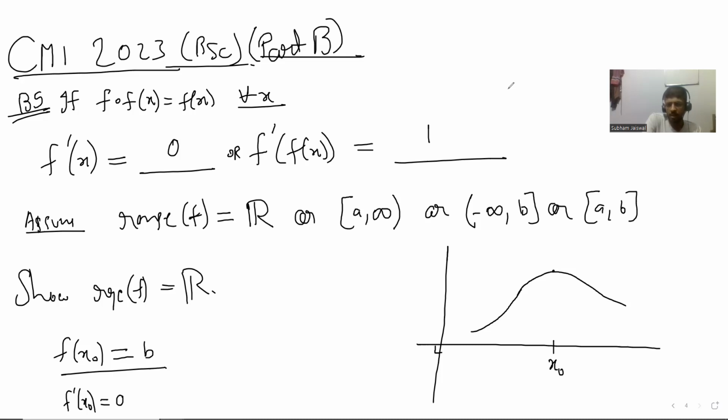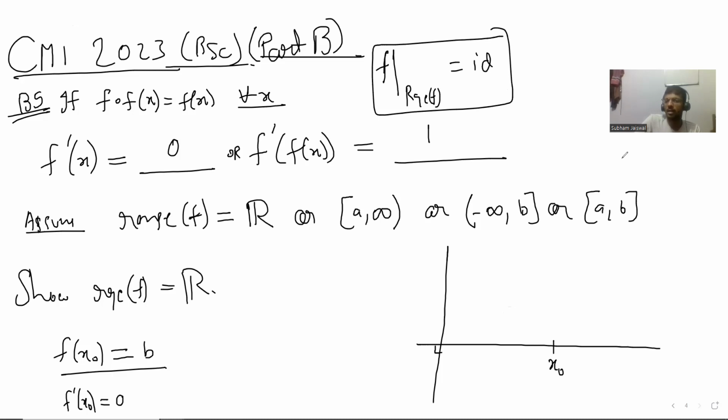All right. Yeah, so B is a maxima, right? So f prime x naught, f prime c. So the point is that if you restrict f to the range of f, then f is the identity function, right? That is given in the functional equation. So f restricted to this is actually equal to the identity function, right?